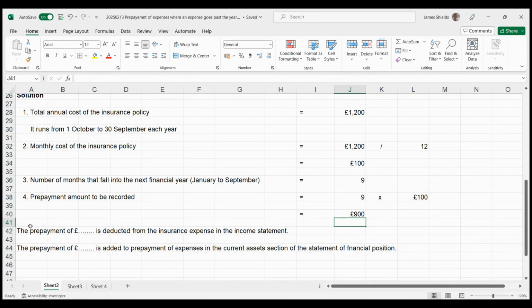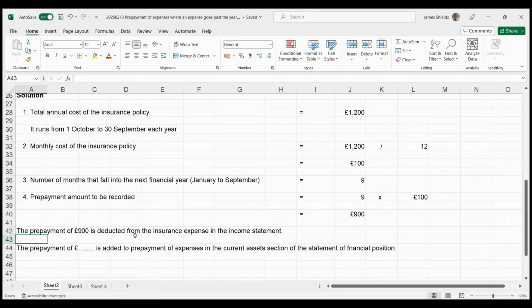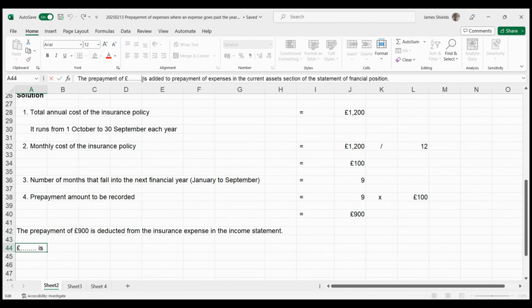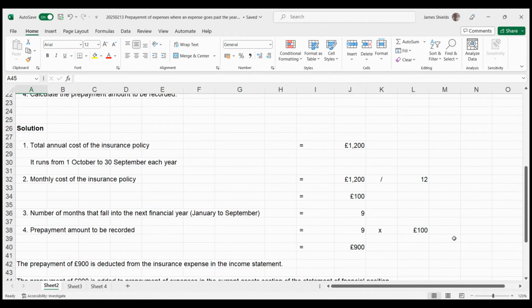Now, the prepayment of £900, let's put it into the solution at the bottom then. Is deducted from the insurance expense in the income statement. And then, in our statement of financial position, the prepayment of £900 is added to the prepayment of expenses in the current assets section of the statement of financial position.